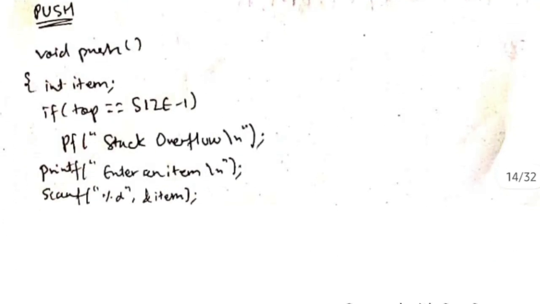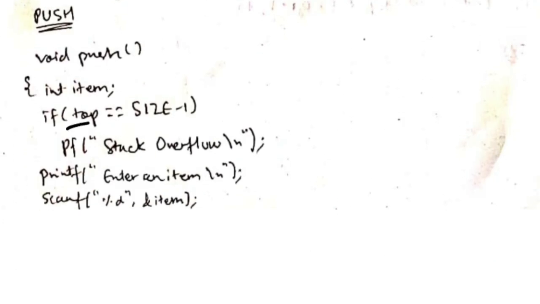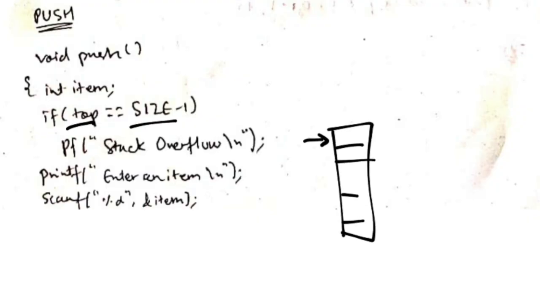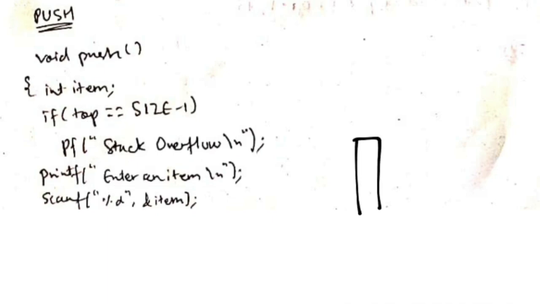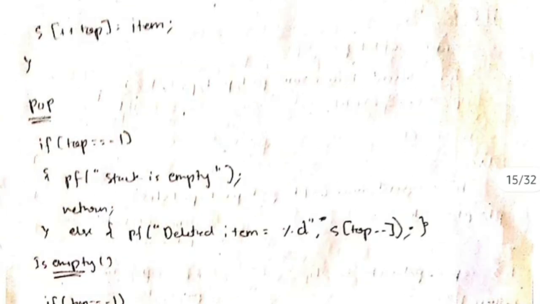So the C program is for push. First you will check if top is equal to size minus 1. That means if this is a stack, size minus 1 will give the top element. Okay, if the top element is stored here, that means the stack is full. Then it will printf stack overflow. In case the stack is not full, at that time we will take an item by using scanf and we will insert it into the empty space. Okay, that's the push operation.